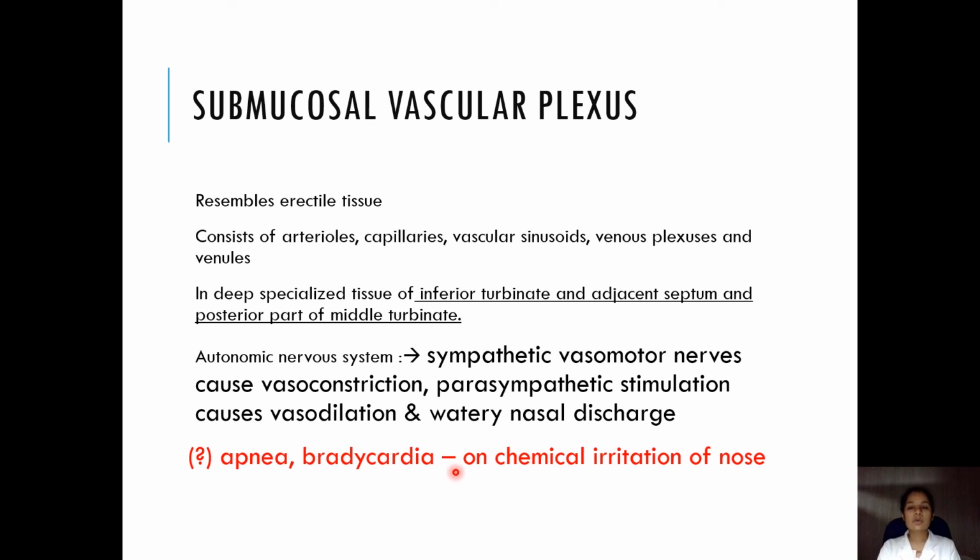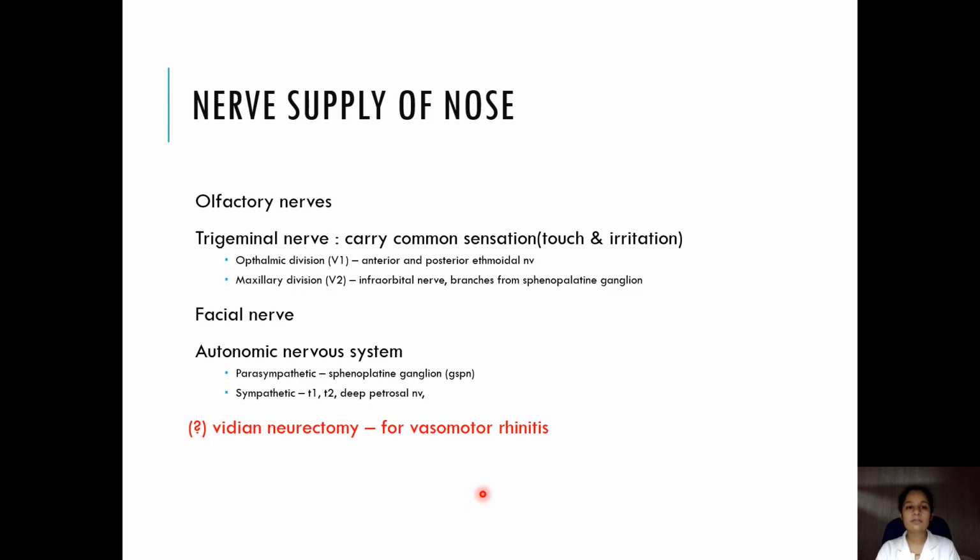Now when any strong irritant smell or chemical irritants are applied to the nose, this submucosal vascular plexus is stimulated and it absorbs this, and it may cause apnea and bradycardia. Nerve supply of the nose. In the olfactory epithelial region the nerve supply is by the olfactory nerves, which are responsible for smell sensation. The trigeminal nerve carries the common sensation of touch and irritation. The ophthalmic and maxillary divisions of the trigeminal nerve are mainly involved.